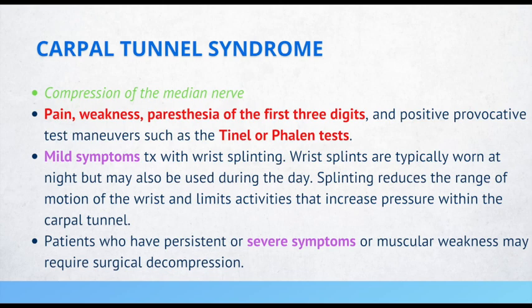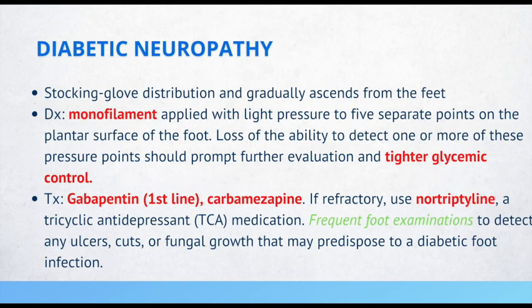Diabetic neuropathy. Patients with this condition often complain of a stocking-glove distribution and gradual ascent from the feet. To diagnose diabetic neuropathy, a monofilament is applied with light pressure to 5 separate points on the plantar surface of the foot. Loss of the ability to detect one or more of these pressure points should prompt further evaluation and tighter glycemic control. To treat diabetic neuropathy, gabapentin is first line.